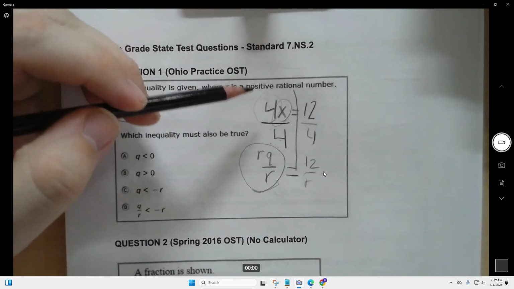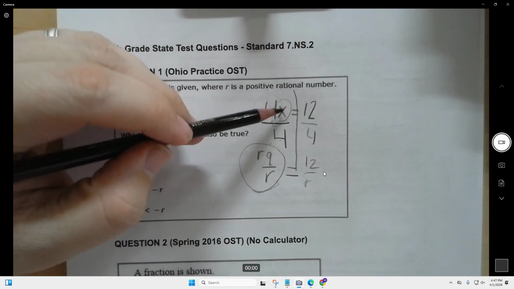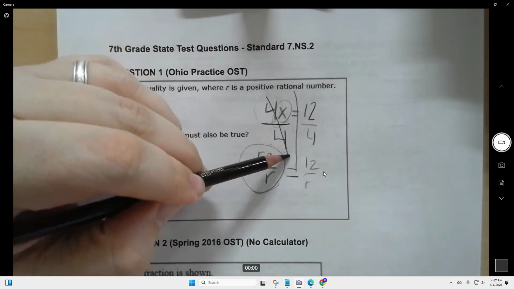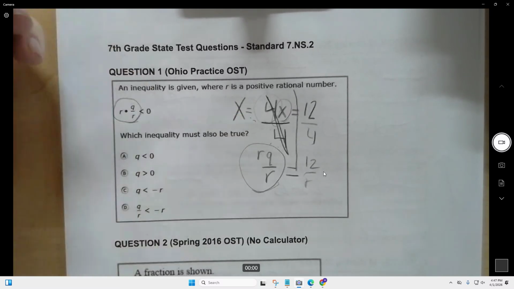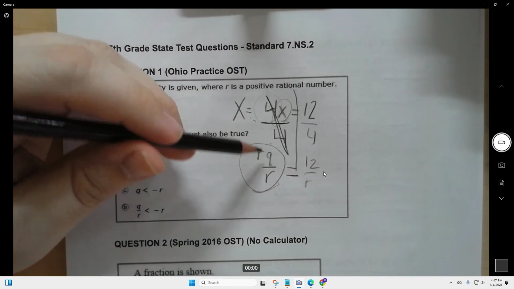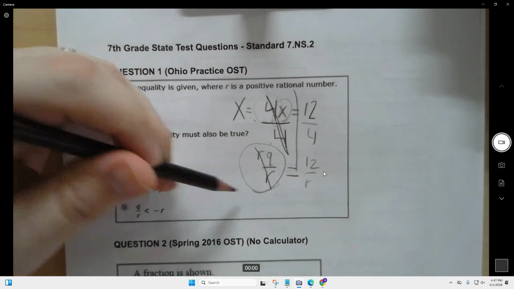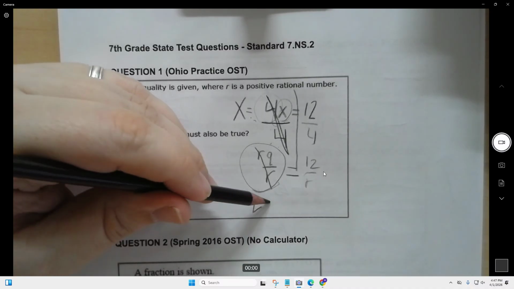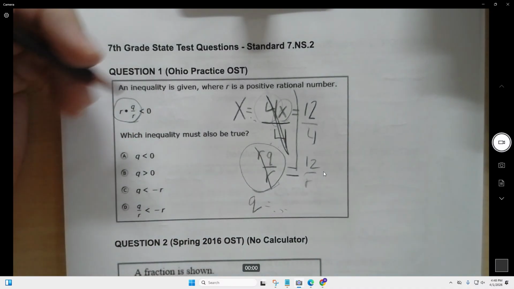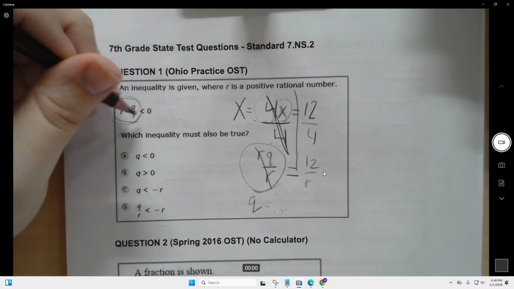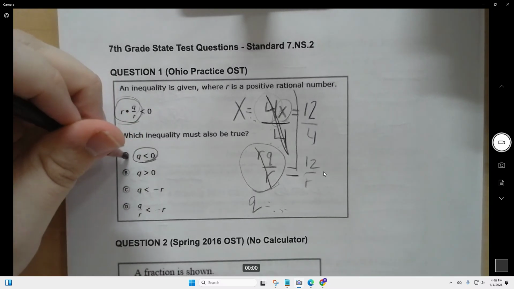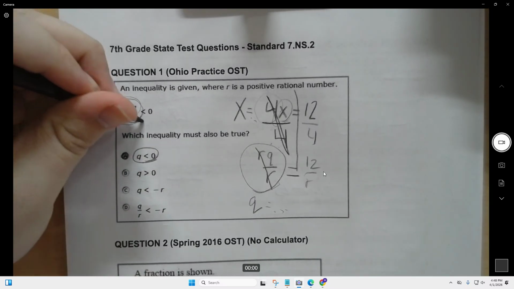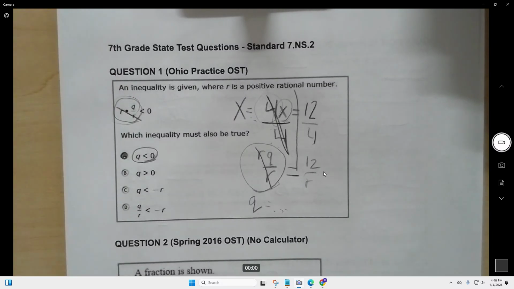In this situation, when we do 4x divided by 4, the 4's cancel out, and you're just left with x equals something. So in this same situation, the r and r would cancel out, and you're left with q is equal to something. So here, if all this is less than 0, then that means that if you get rid of the r and r, you're just left with q is less than 0. And that's your answer.